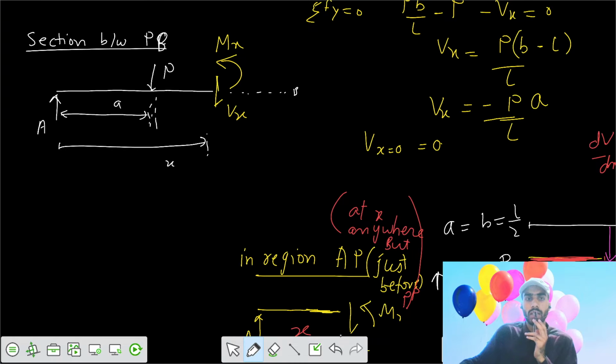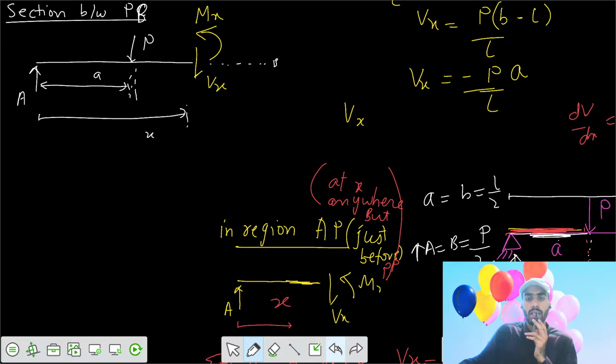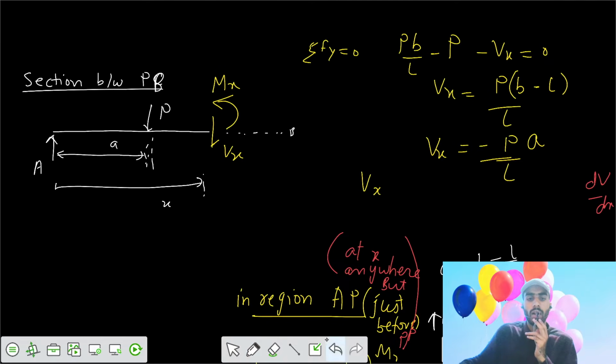If you cut the section here, let's remove this part, it might be confusing for now. We need to calculate the effect when x is in the region PB. For that, the value has to vary from point a to that point. Say this one is x minus a.